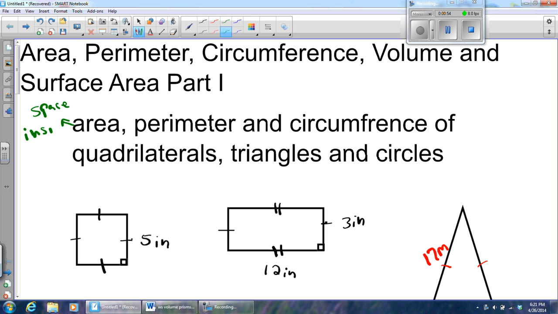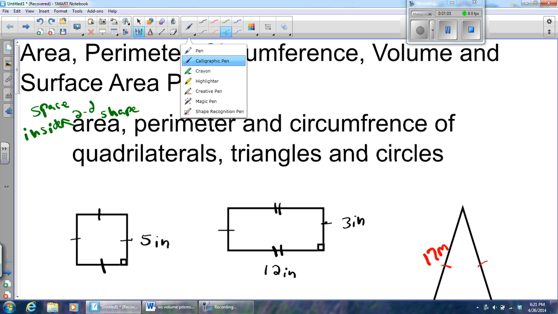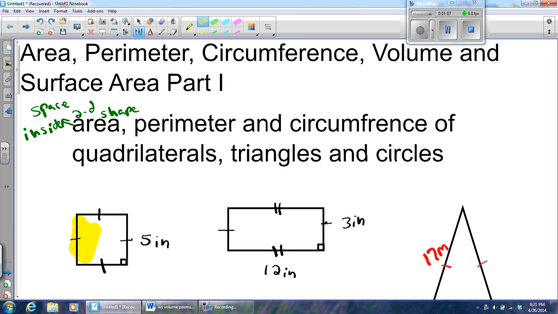inside a 2D shape. Okay, the space inside. So the area of the square you see below there is the space inside. Okay? You got to know your definitions. Make a flashcard if you have to.